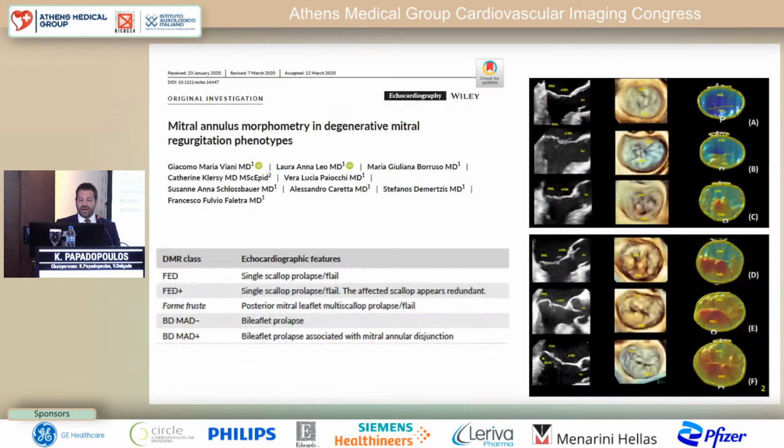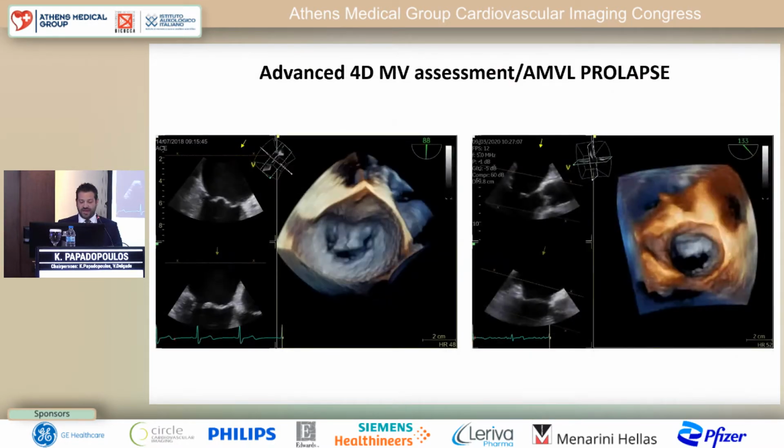In primary MR, 3D echo can help us understand the different phenotypes of degeneration: fibroelastic deficiency, Barlow disease, forme fruste, and ruptured chordae. And you can see the value of 3D echocardiography in creating a model of these valves.